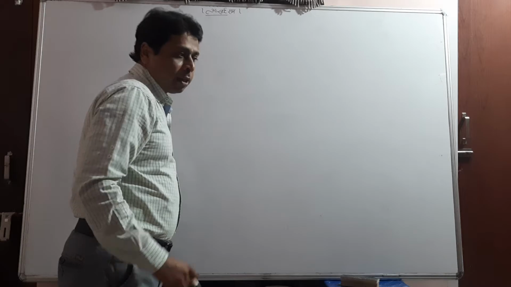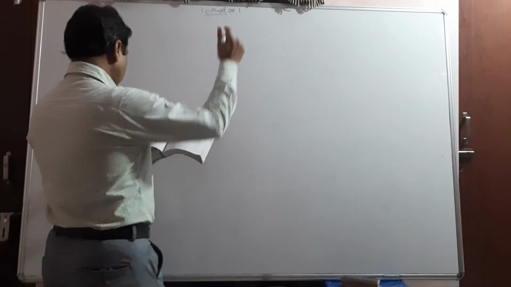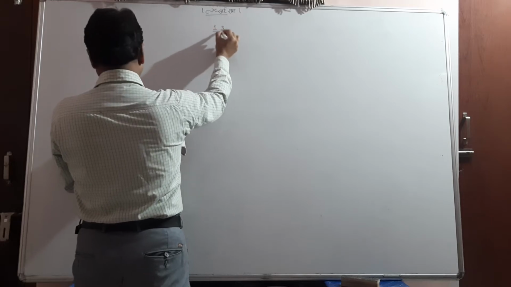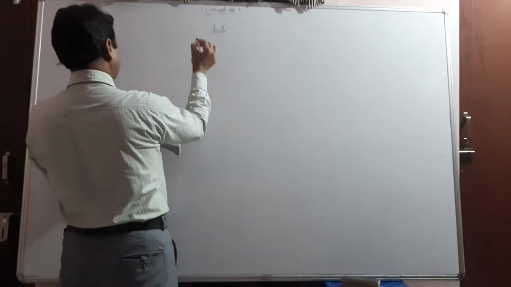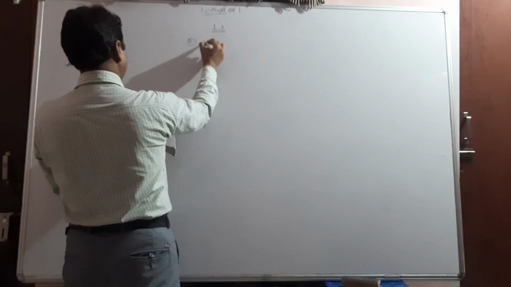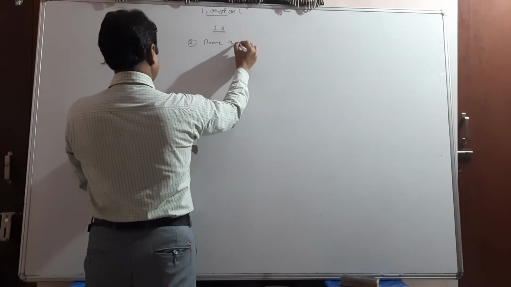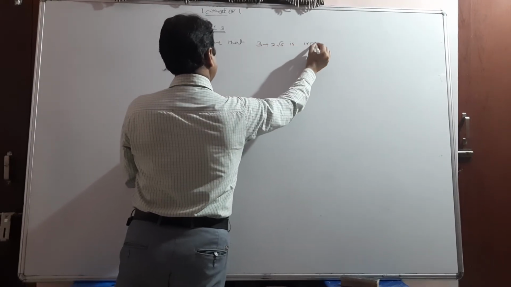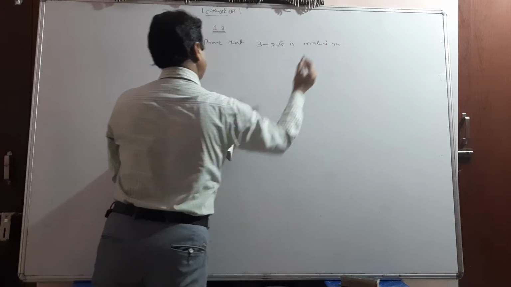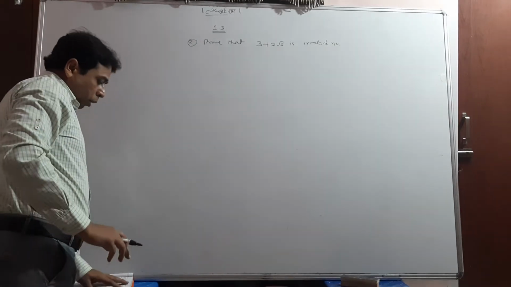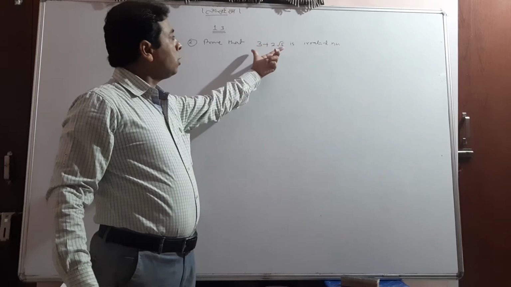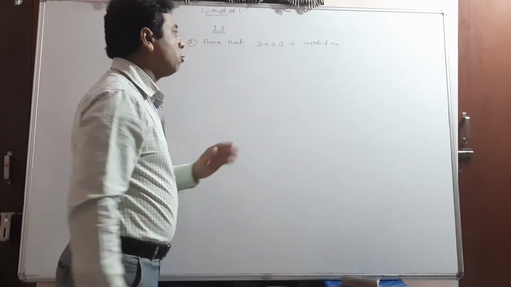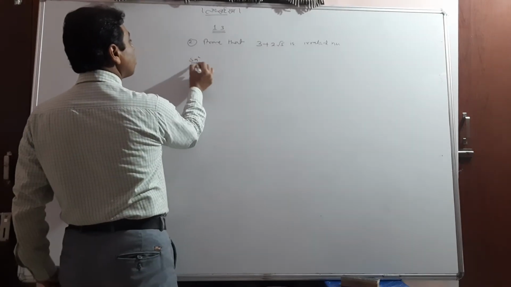Why am I saying this sentence? Let me tell you one question. In exercise 1.3, question number 2: prove that 3 plus 2 root 5 is a rational number. It is a very simple method I am telling you, don't get confused. It is not like the questions I did last time. So how to solve this question?